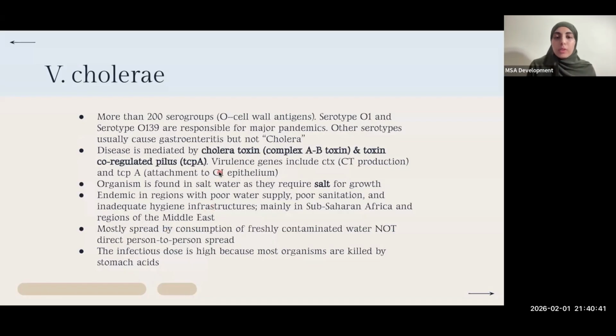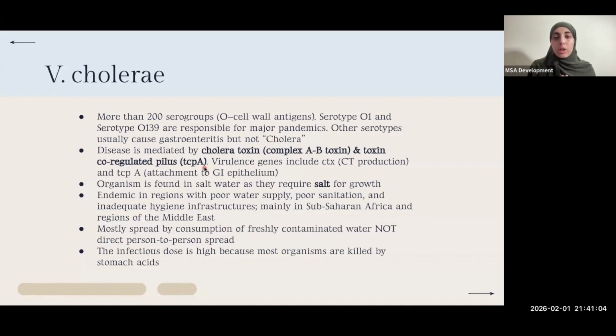Now, we do have a lot of serogroups in cholera, but the main ones that you should know are serotype O1 and serotype O139. Okay, these are the cause of major pandemics. The other serotypes just cause mild symptoms, but these two are the ones associated with what we call cholera.